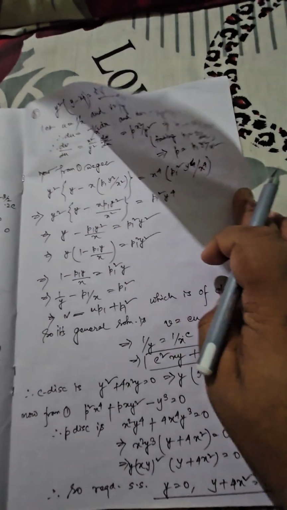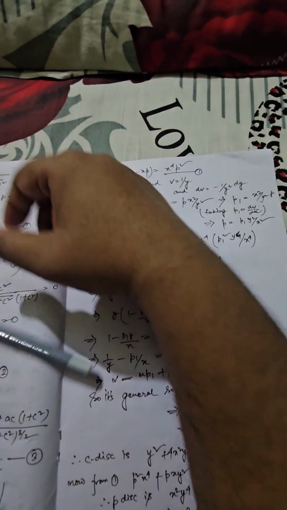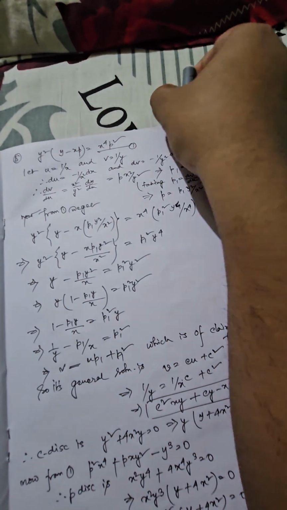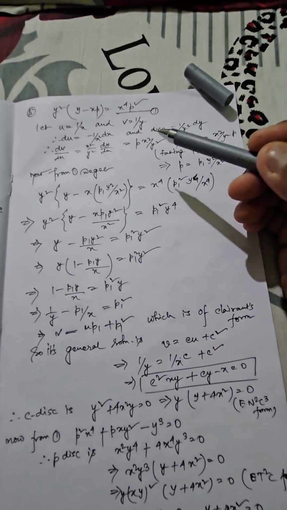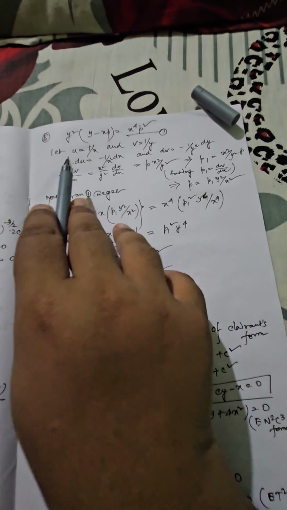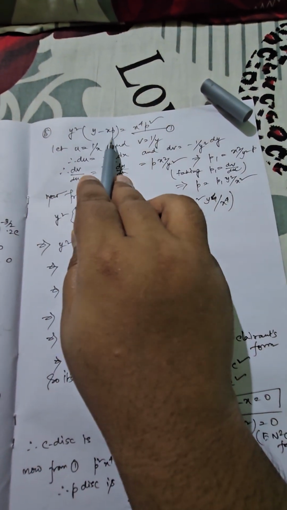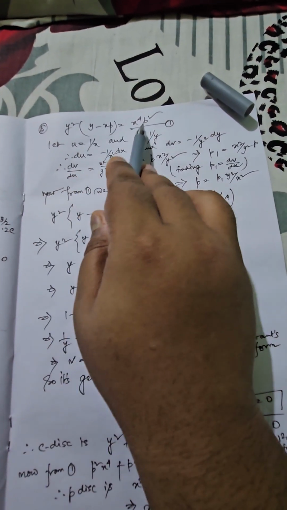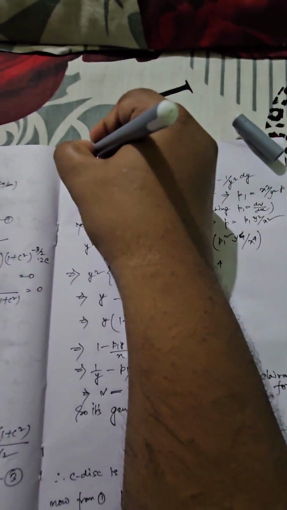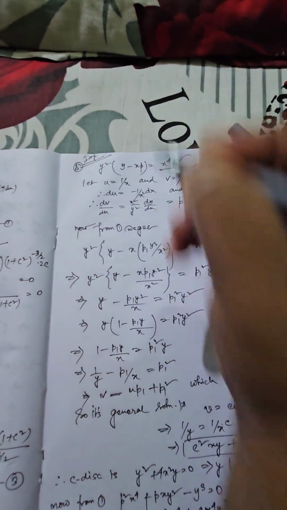And finally we are going to discuss the last problem of this video, that is equation, or better to say question number 5. Again this is an application of Clairaut's form, y square into y minus xp equals x to the power 4 into p square. This is also a very important problem.